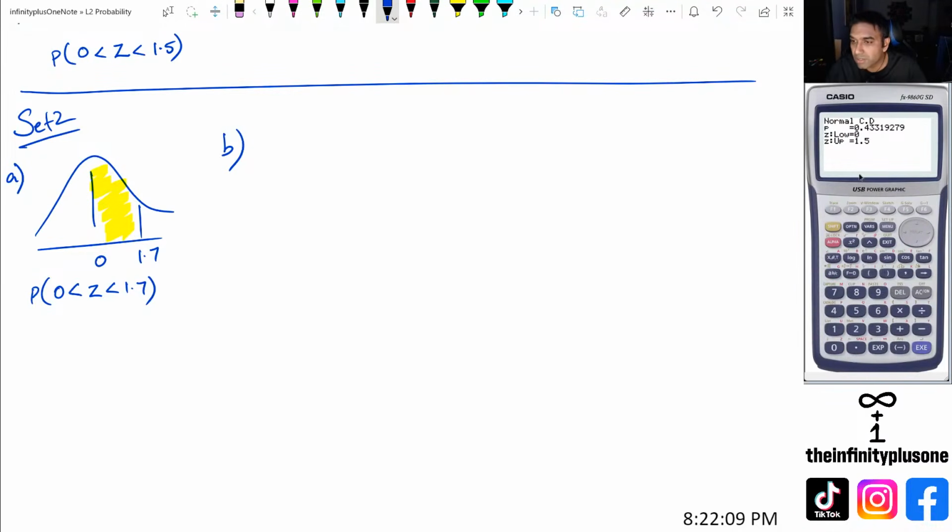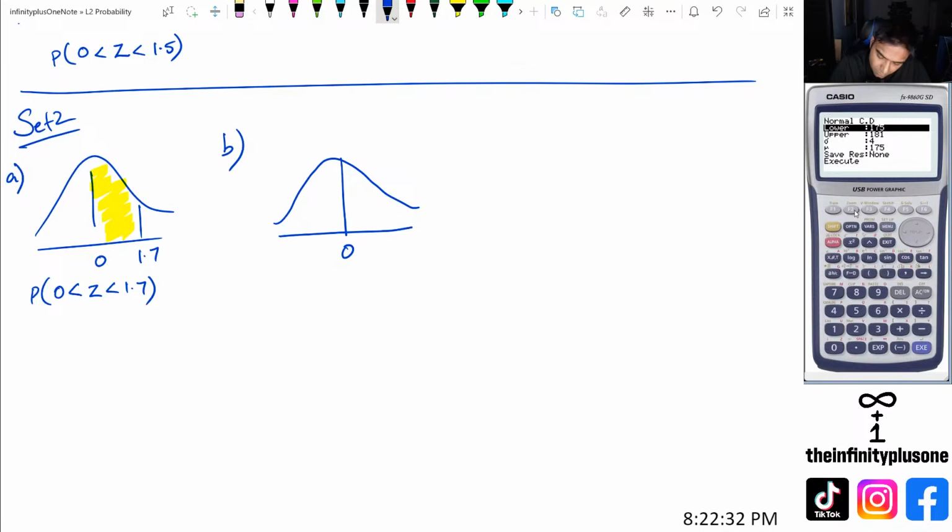Where is it on the calculator? If you click on menu, go into the stat mode, and once you go into stat mode, you will see distributions, and then click on distributions. Normal is F1, and then NCD. That's the one you want. Now let's do this one.